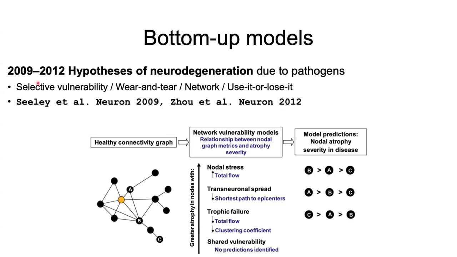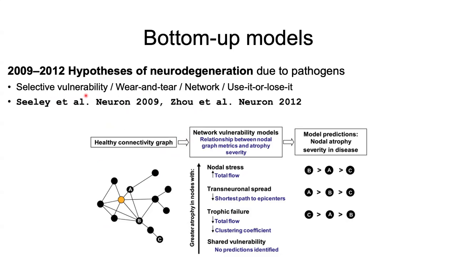But around about the same time, in 2009 to 12, some hypotheses of neurodegeneration came out in a couple of key papers in Neuron from Bill Seeley and Helen Zhou, looking at these different hypotheses and how they would potentially be reflected in atrophy patterns. So you take a healthy connectivity graph and describe the brain's connections in terms of various hypotheses of what might cause that neurodegeneration. For example, it could be wear and tear. Regions in the brain that are more active or more highly connected could be more vulnerable to the disease.